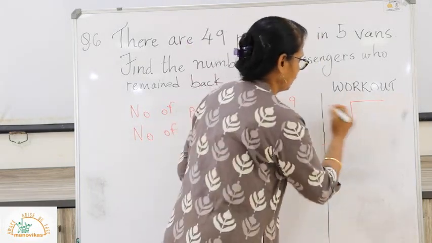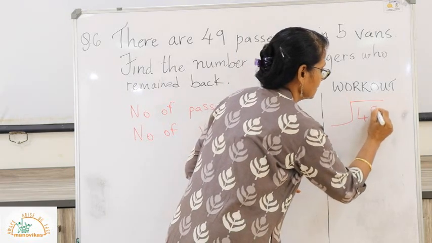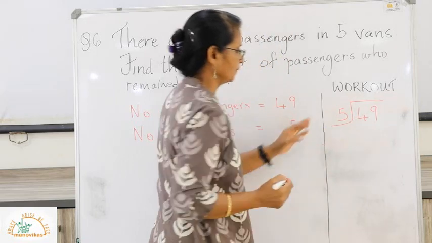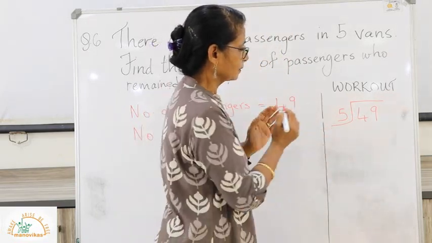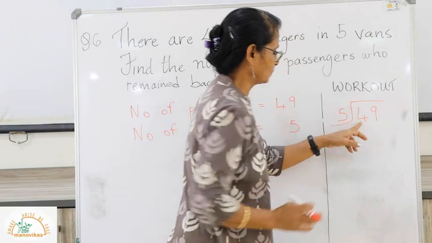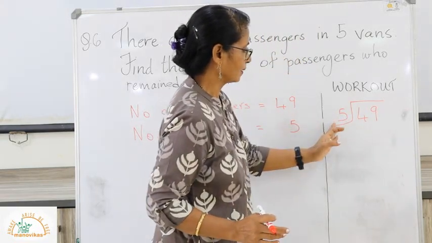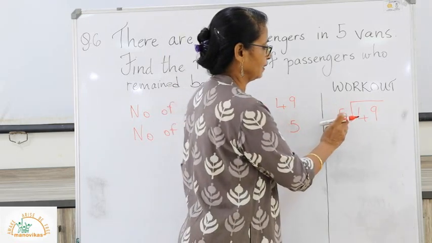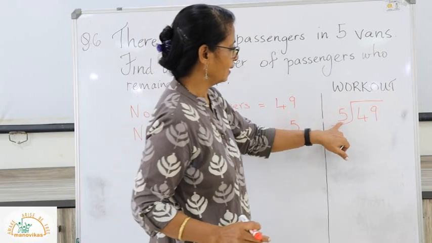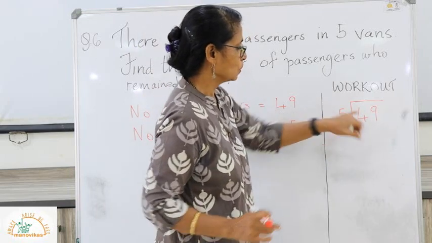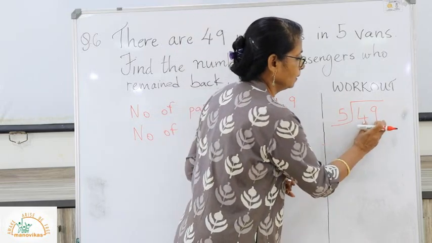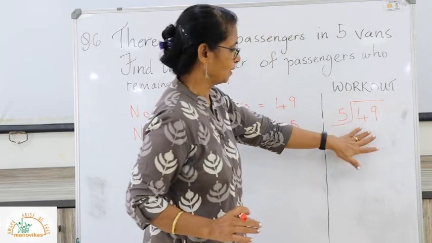Please see that you have a rough column. Write the 49, the dividend, inside the division sign. Number 5, the divisor. And now what you have to do is first see whether the number in the tens place and the number, the divisor, if it is the same or whether it is greater. Now here the divisor is greater than 4. So we cannot divide with a single digit. So we take the 2 digit which is 49.